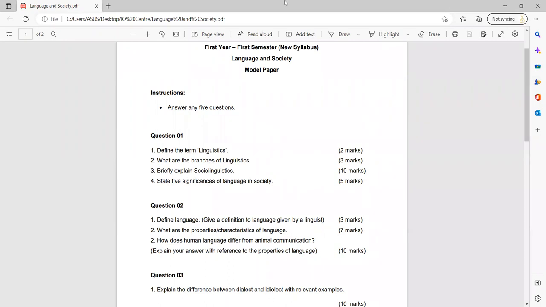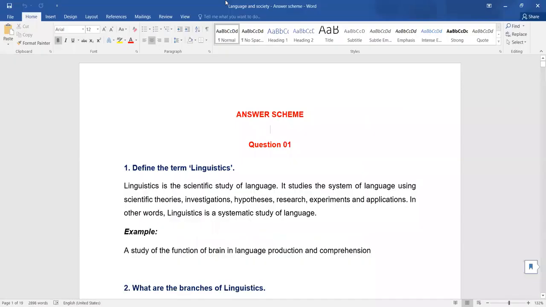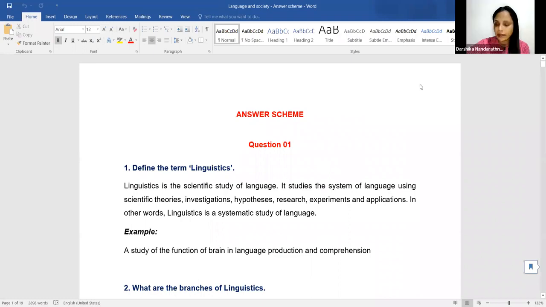Question number 1. Define the term linguistics. Okay, I know you have a good idea about what is linguistics. So this is actually the first lesson in your syllabus.